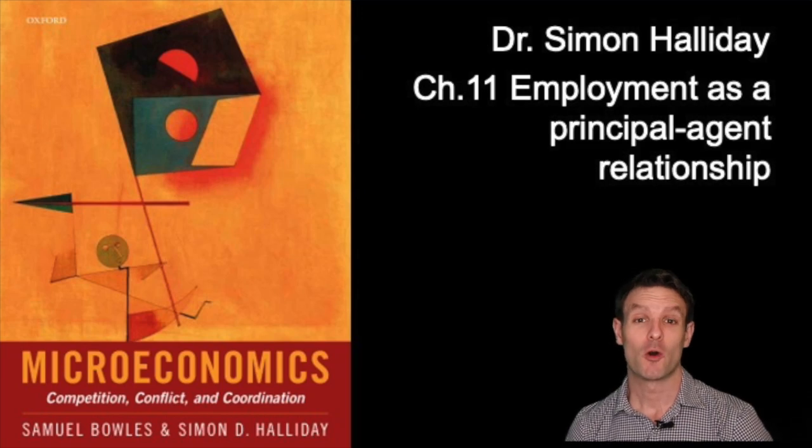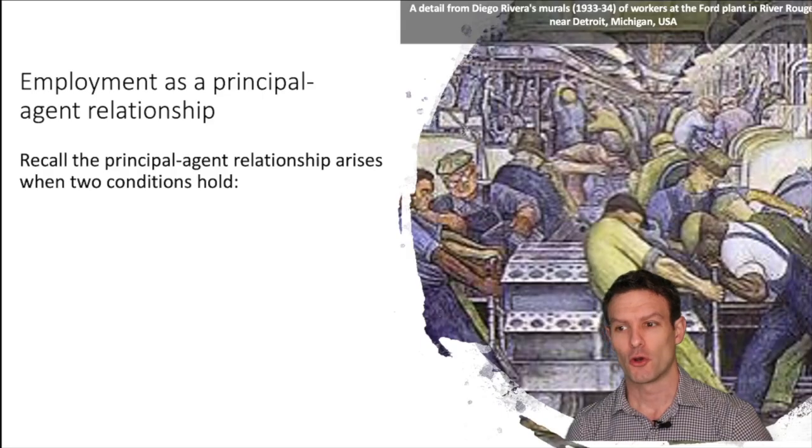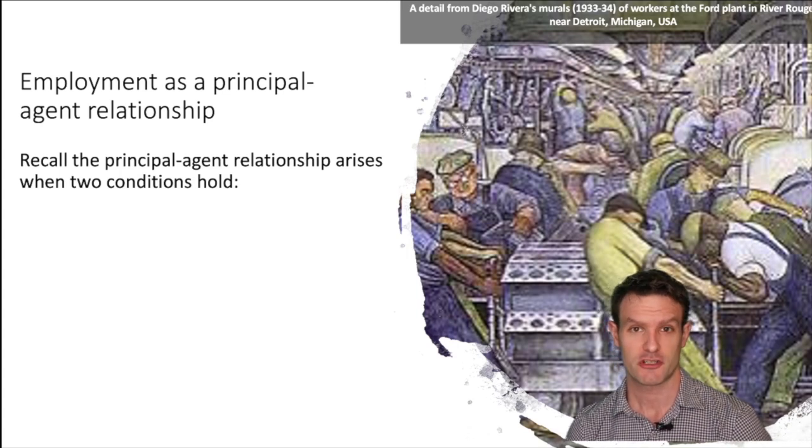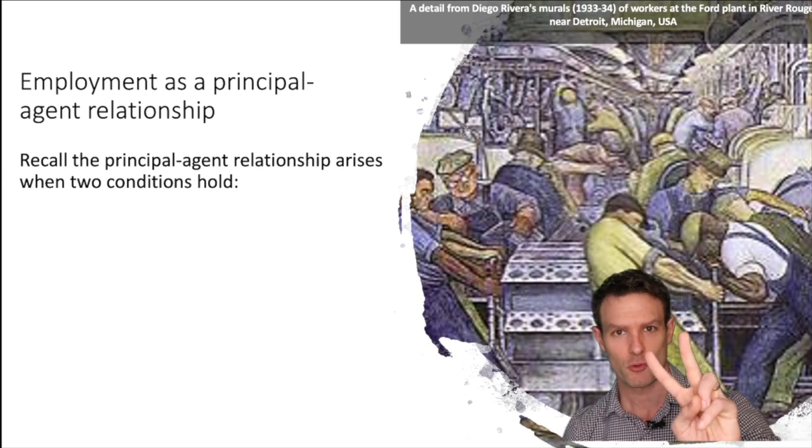Here we're going to talk about how we can model employment as a principal-agent relationship. So here's what we have to do. We have to think back to what our definition was of a principal-agent relationship and what the necessary conditions were to have such a relationship. So we know two conditions are important.